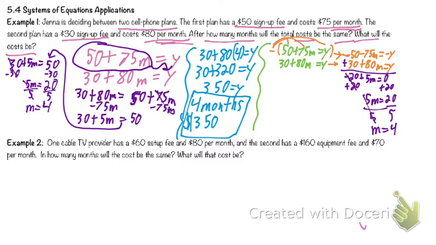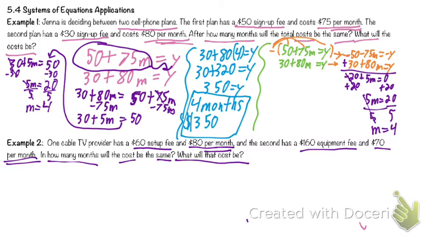What's a good first step every time? Underlining. Underline information. Tobin, you have some key information for us? All the numbers and then per month. Okay, $60 setup fee, $80 per month; $160 equipment fee, $70 per month. Anyone else have any key information? What will the cost be? That's one of the questions asking us. And then we wanted to know how many months will it take for the cost to be the same?